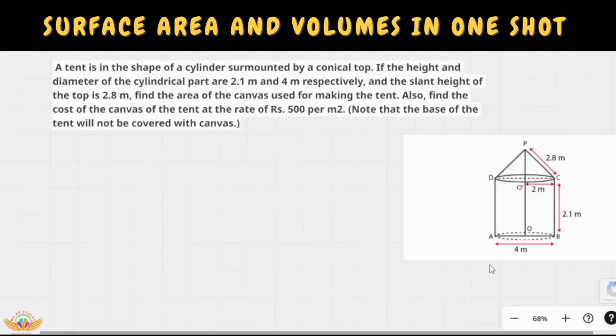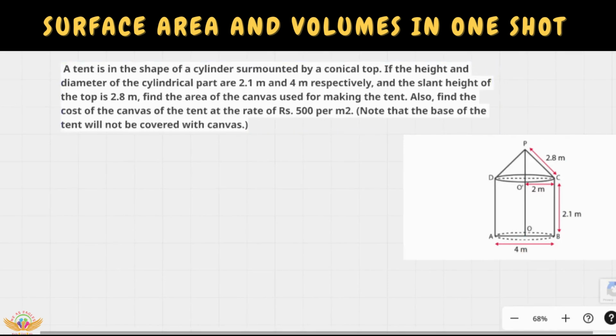A tent is in the shape of a cylinder, and it is surmounted with a conical top. There is a cylinder here and it has a conical top. If the height and the diameter of the cylindrical part are 2.1 meters and 4 meters respectively, and the slant height, they have given directly, everything they have given. See, they gave the slant height. They gave the radius and they also gave the height. Okay, done.